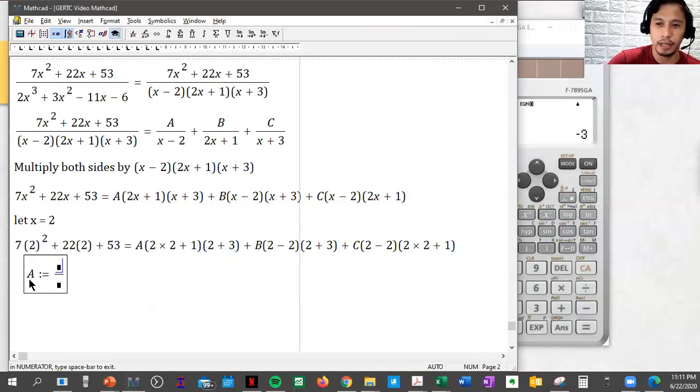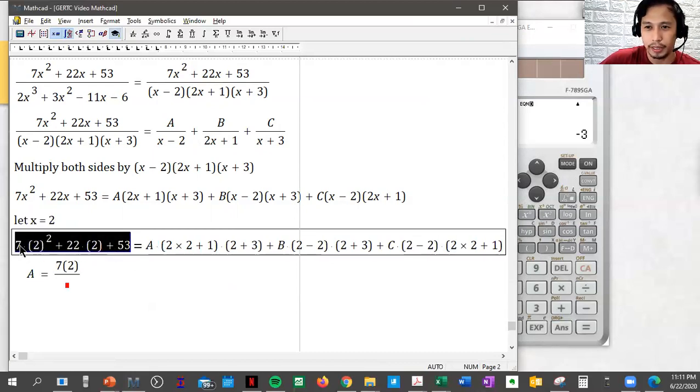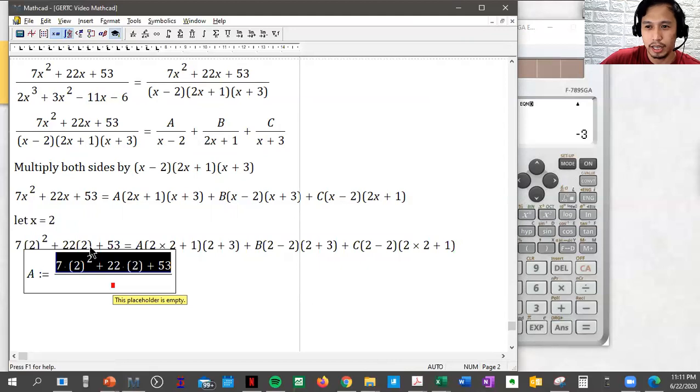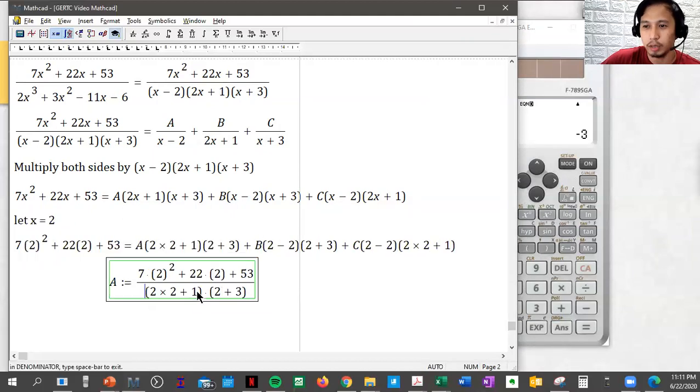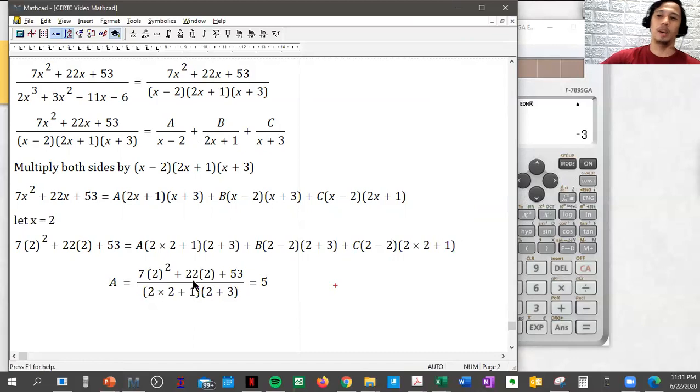Solving for A, that is equal to 7 times 2 squared, let me copy this na lang, this as the numerator over this. Okay, so evaluating that, we can have 5. So A is equal to 5. Did you get that correctly?